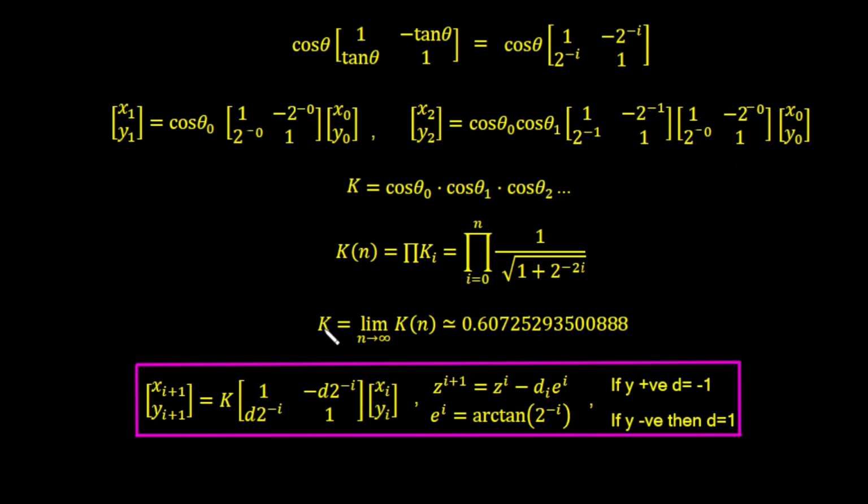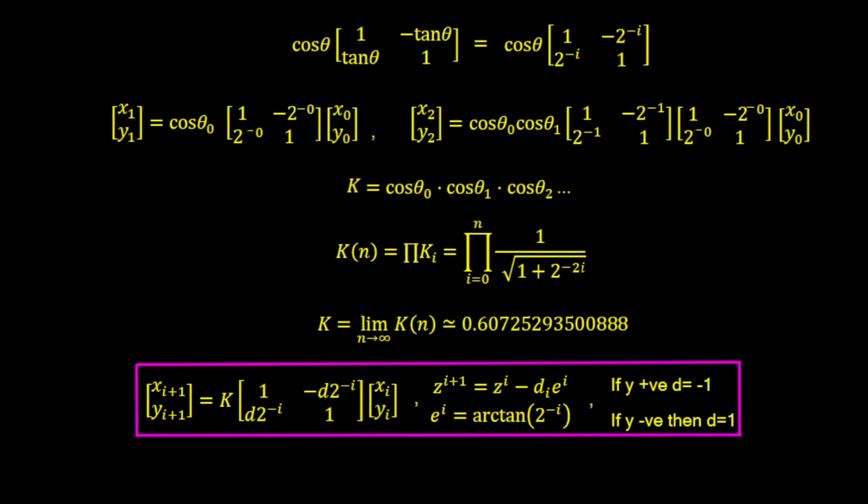Now, if we were to allow the value of n to tend off to infinity, then the limit as n tends to infinity of our value kn is going to be approximately equal to 0.60725293, and so on and so forth. So what we have now is a simple way of generating all of the information that we need without having to revert back to any trigonometric functions. We simply have a constant for k, and our tan theta is replaced by 2 to the minus i.